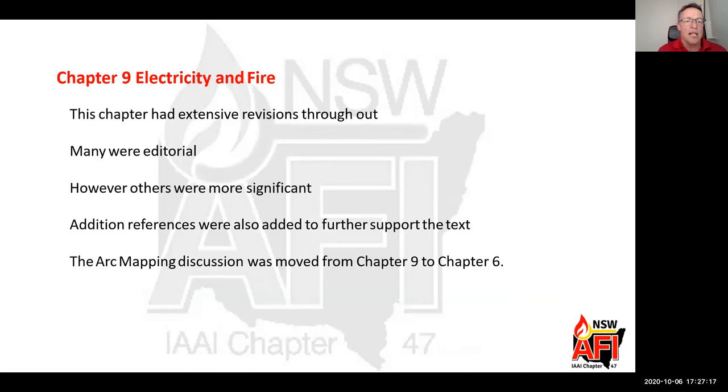And chapter 9, electricity and fire. This chapter had extensive revisions throughout. The more significant one was about arc mapping. And so that decision was made to remove it from electrical and put it into chapter 6 as a fire pattern.